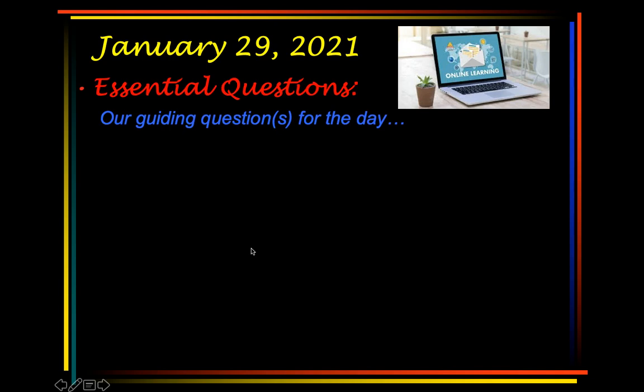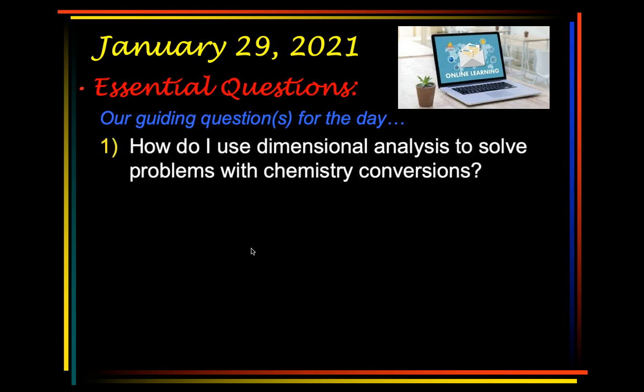Let's get into it. Our focus for today, our essential question that will guide our learning is: how do I use dimensional analysis, DA, to solve problems with chemistry conversions? We already learned a little bit about DA last time, where you set up a given and cancel units to get to whatever unit it's asking for. That problem solving process is really best used with complicated problems with lots of conversions. And so, what we need to start doing is putting it into chemistry context.